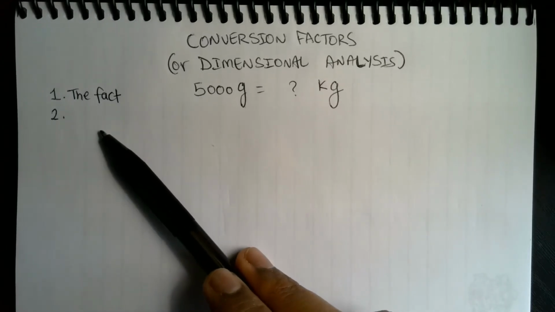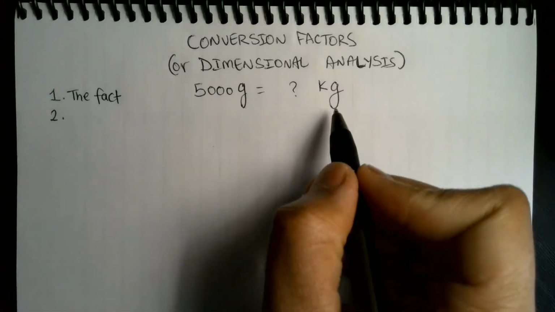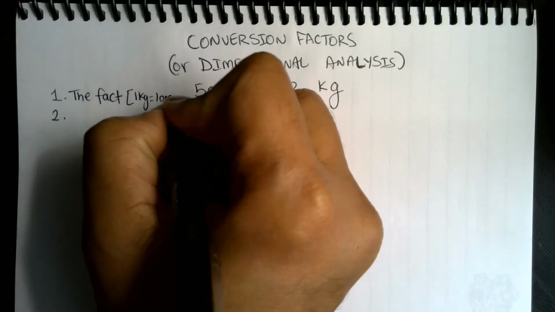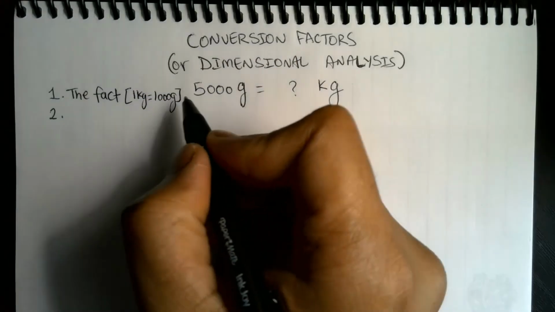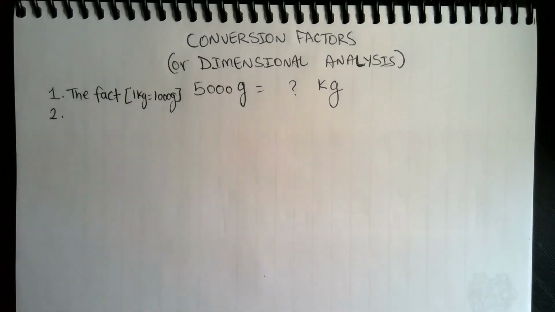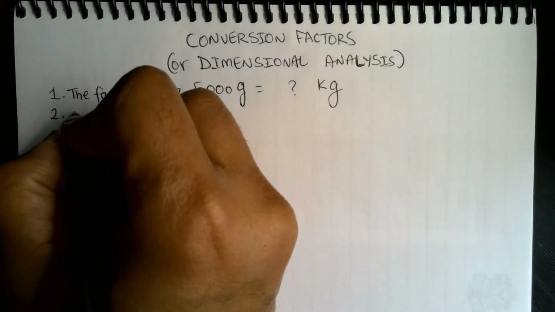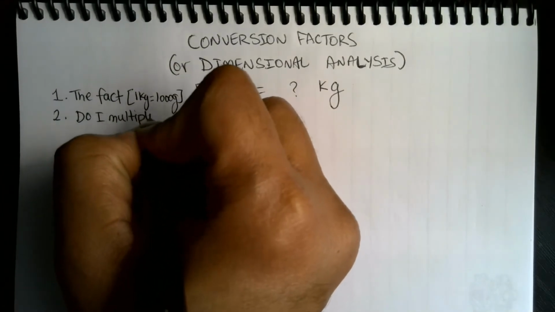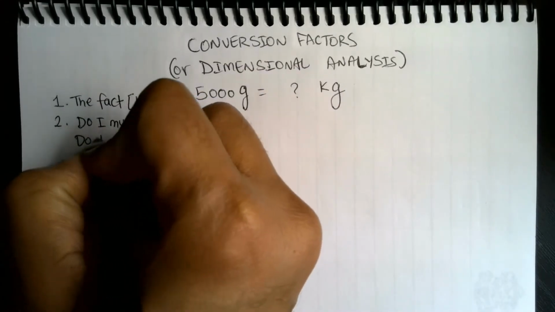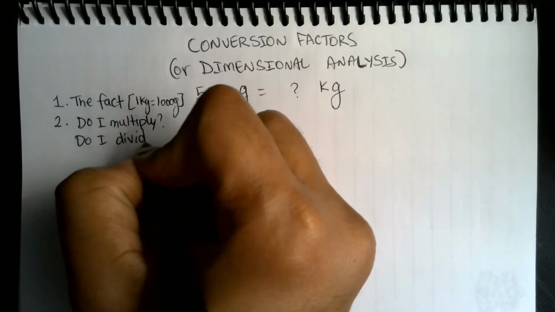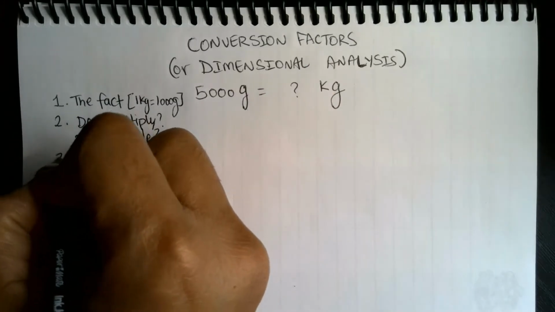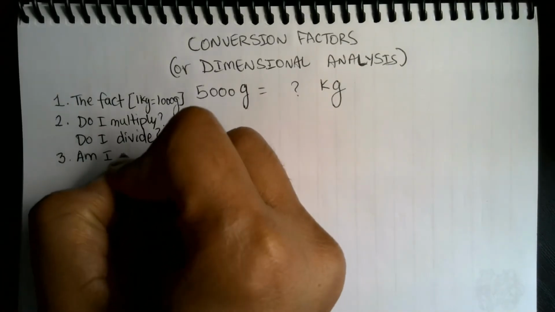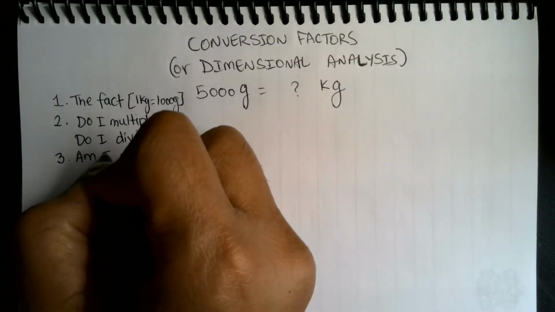It's for the second thing that you think about. Once you know the fact or the relationship, which in this case is 1 kilogram is equal to 1,000 grams, right? Once you know that fact, what comes to your mind is, do I multiply or do I divide, right? That's where most people get stuck. Do I multiply? Do I divide? You can also add one more to this. Once you figure out, do I divide or multiply, let's say, then am I right? There's always this question, did I do this right?